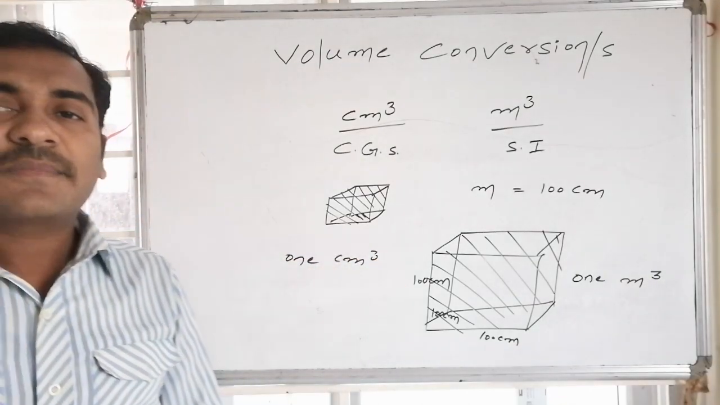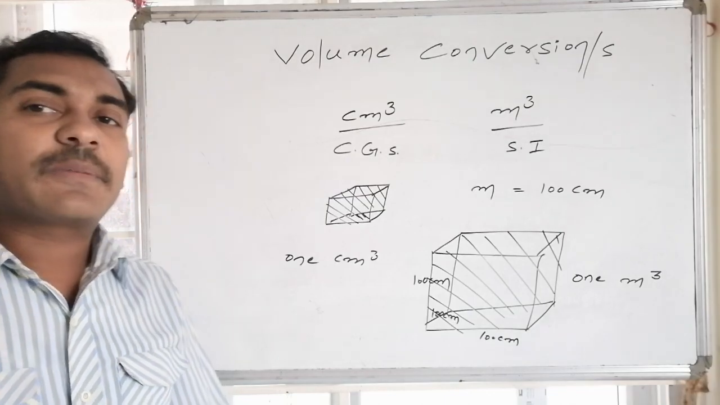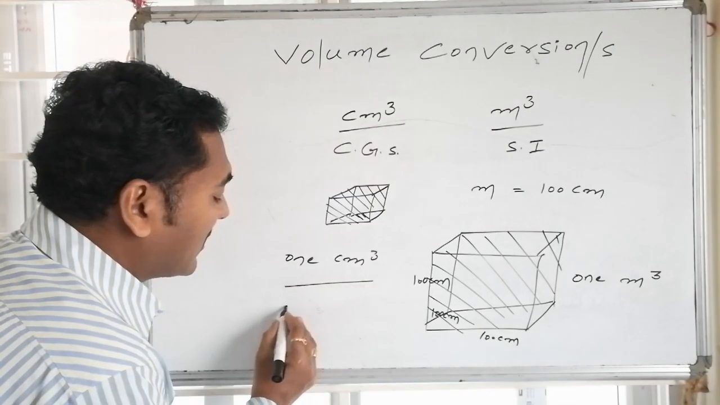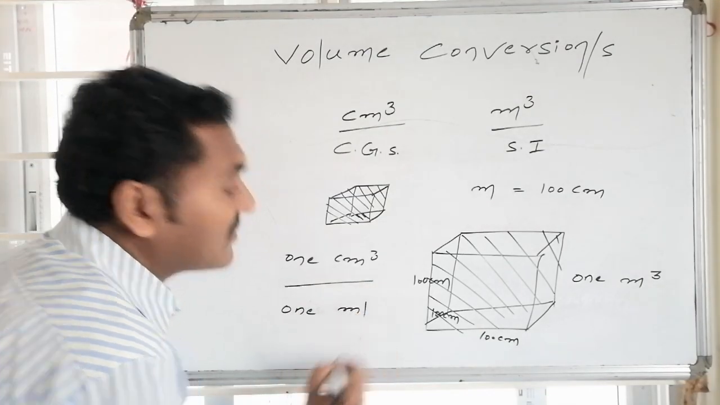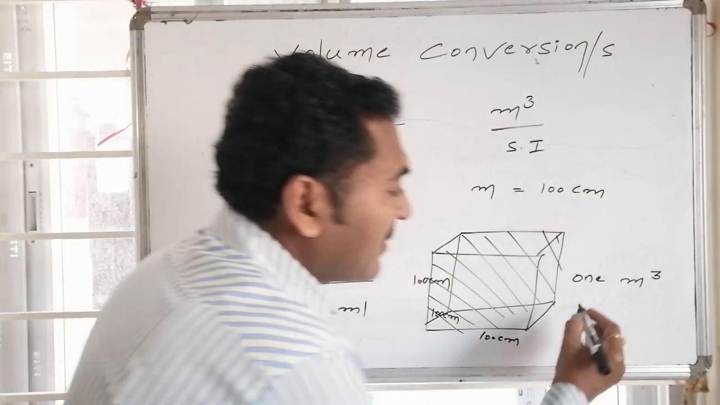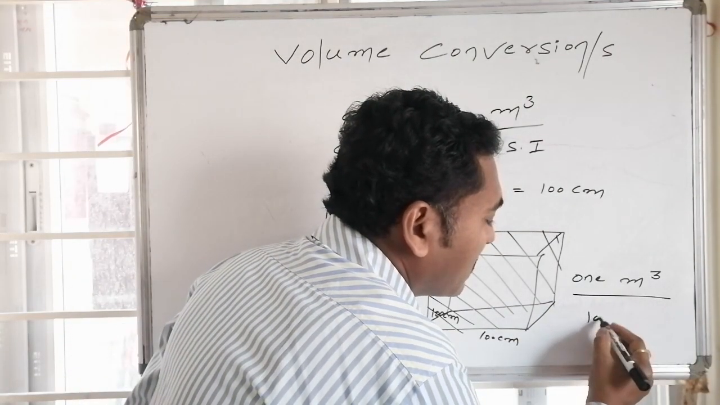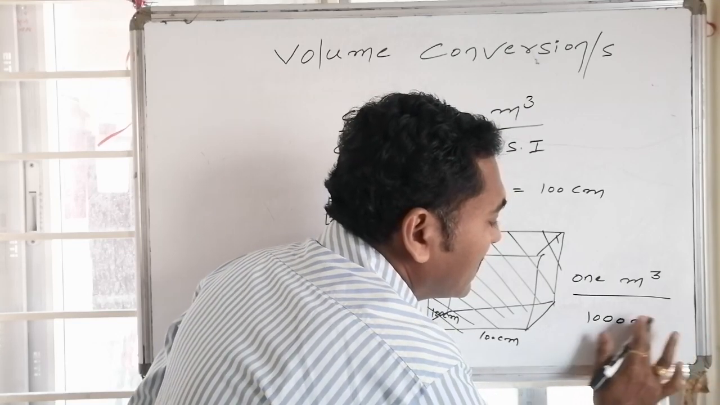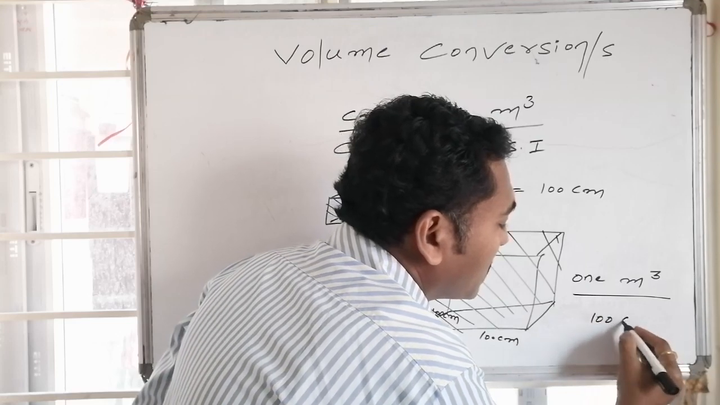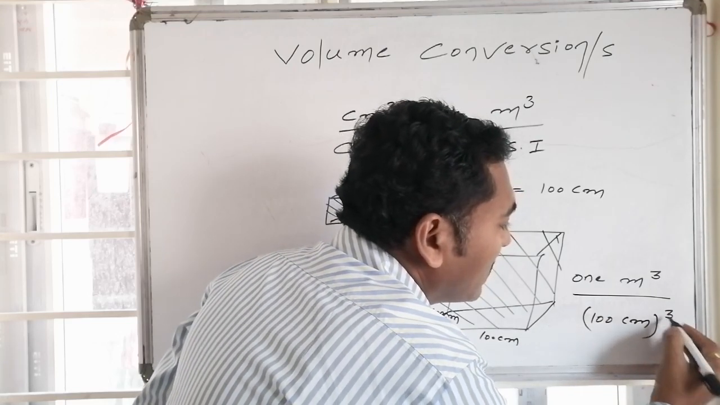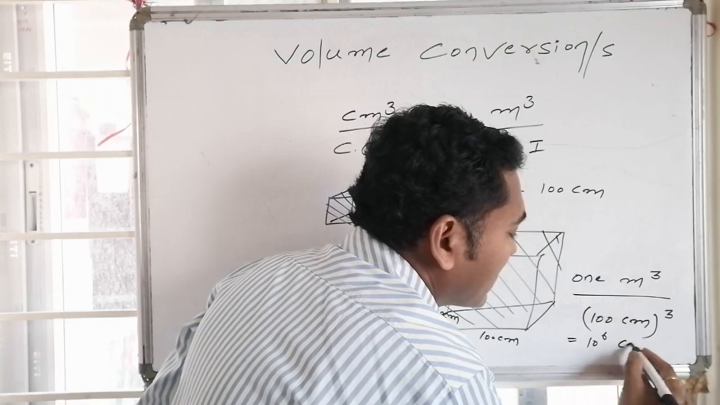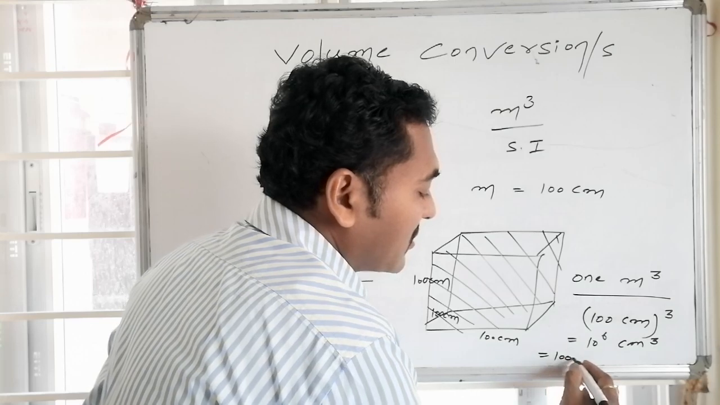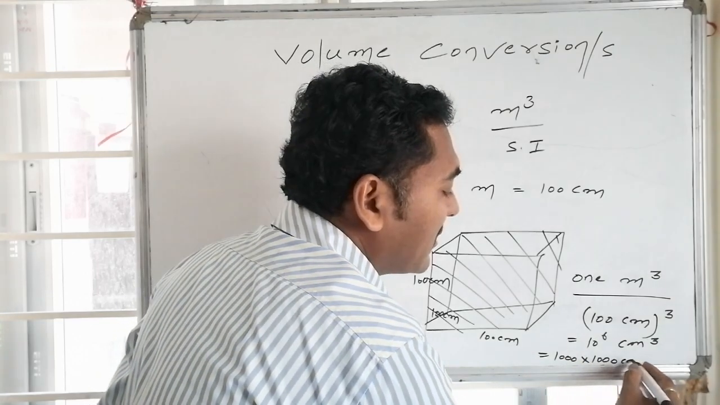But for practical, general purposes, we use another word: 1 centimeter cube is known as 1 ml. Similarly, 1 meter cube is equal to 1000 centimeters whole cube, which is equal to 10 power 6 cubic centimeters. That is 1000 into 1000 centimeter cubes.